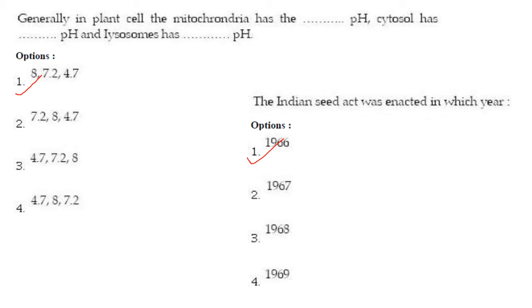Next one, the Indian Seed Act was enacted in which year? Option 1 1966, option 2 1967, option 3 1968, and option 4 1969. Answer is option 1, 1966.